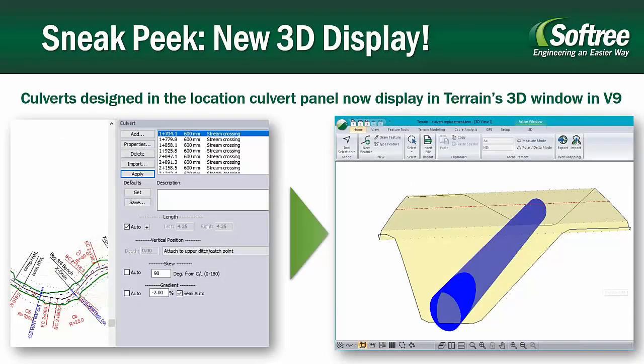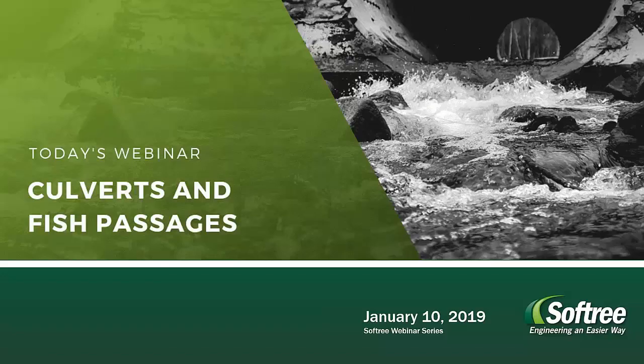And here's just a quick sneak preview before Dave hopefully covers this at the end. Basically, we've now got 3D structures being displayed in terrain for any of the culverts that you design in location. So a fun new feature that's coming up in version 9, but today's webinar, as mentioned, is going to focus in RoadEng and version 8.